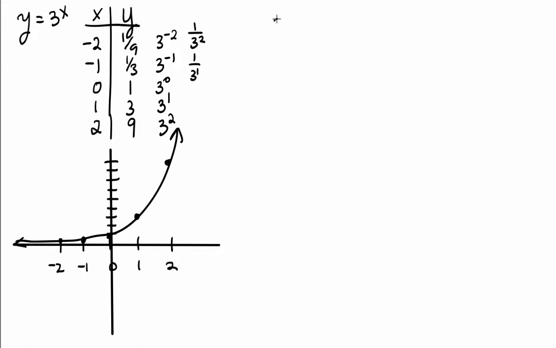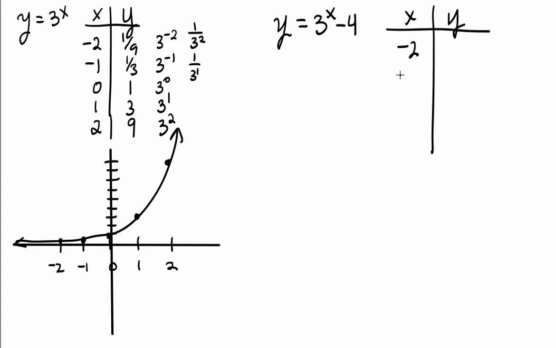Now, if we were to try a slightly harder function, y equals 3 to the x minus 4, we could realize that the x-y chart could still be based upon these simple integer values for x, -2 through 2, but each of the y values is going to be different because of this subtract 4 term. So instead of 1/9, we would end up with -3 and 8/9. Instead of 1/3, when we subtract 4 from that, we would end up with -3 and 2/3.